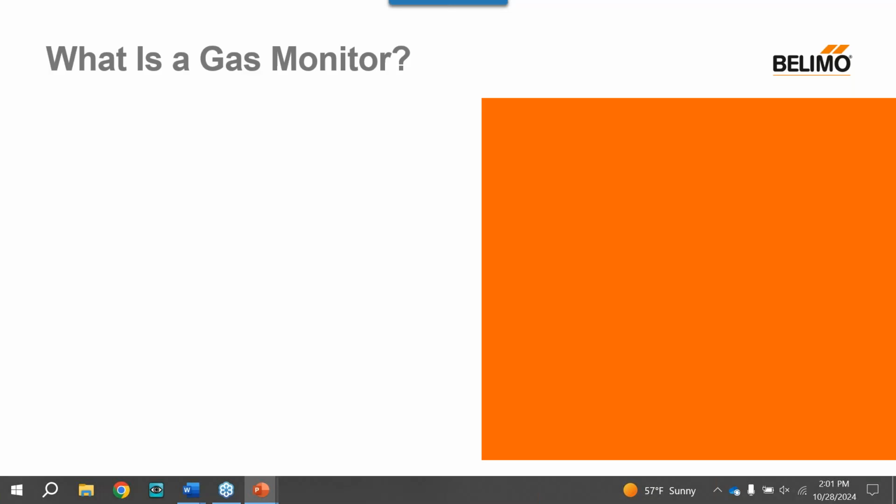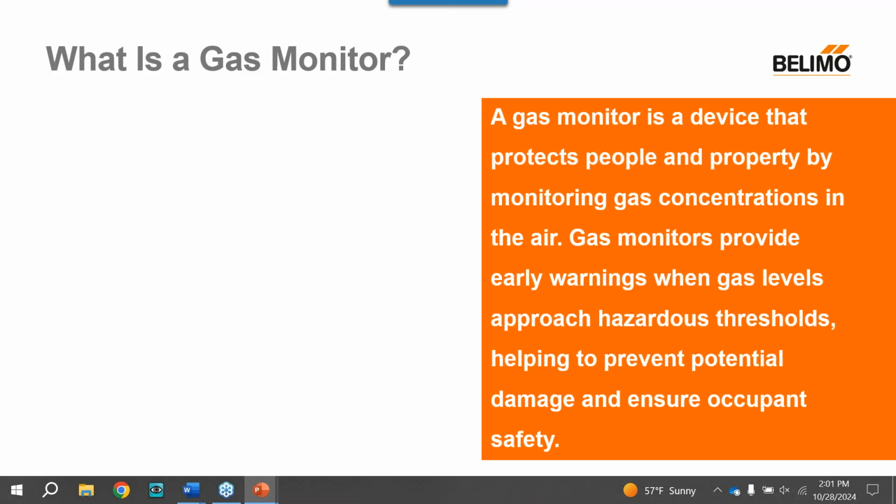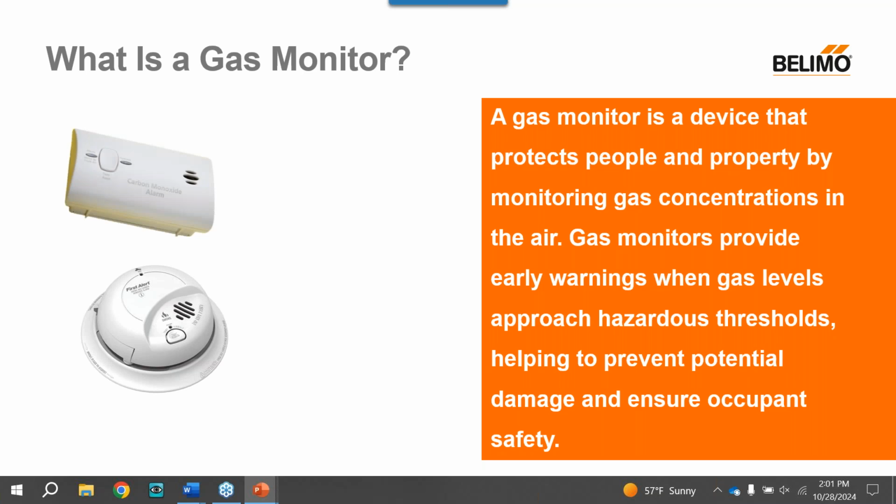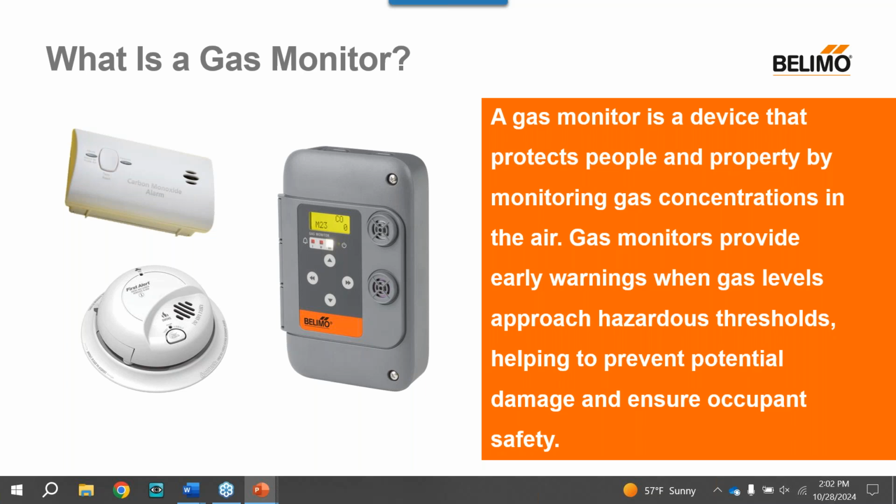Okay, so first, what is a gas monitor? Well, it's a device that protects people and property from harm by monitoring gas concentrations in the air. So one common example that we see a lot are CO smoke detectors that should be in our home, in every bedroom, hallway, and floor of a home. Belimo gas monitors operate the same way, however, they have more logic to them.